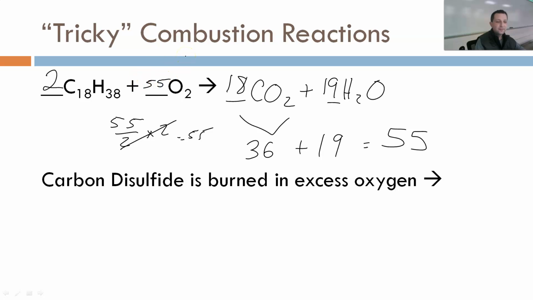18 times 2. Oops, lost a carbon. 18 times 2 is 36. 19 times 2 is 38. Okay, so there you go. It's balanced: 2, 55, 36, 38.